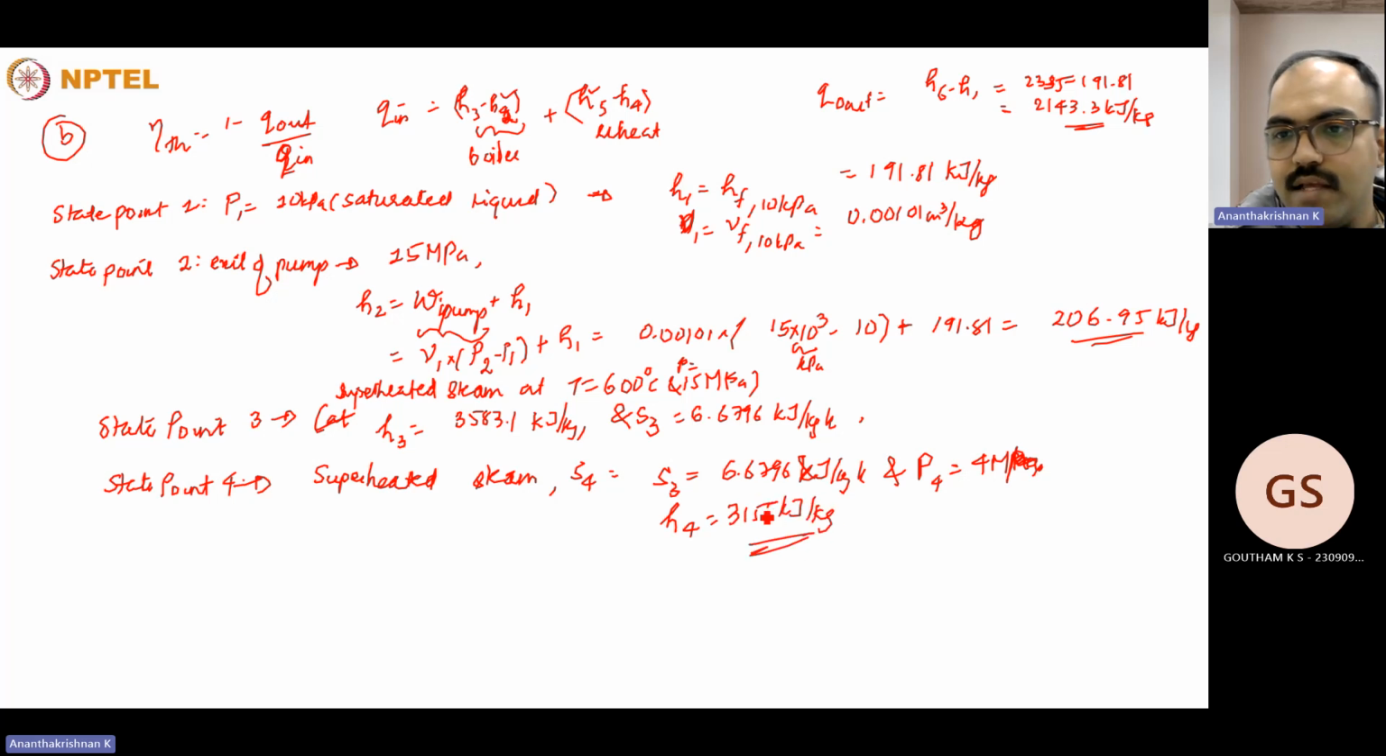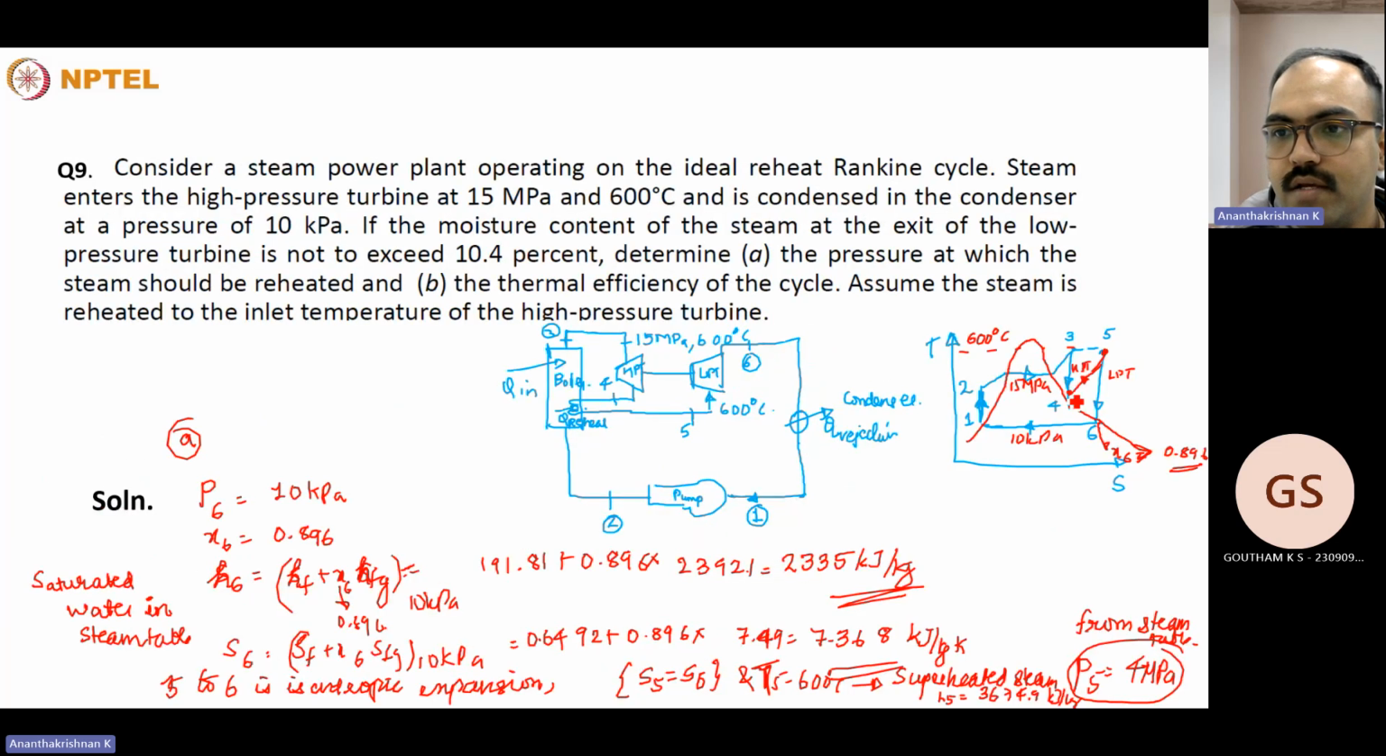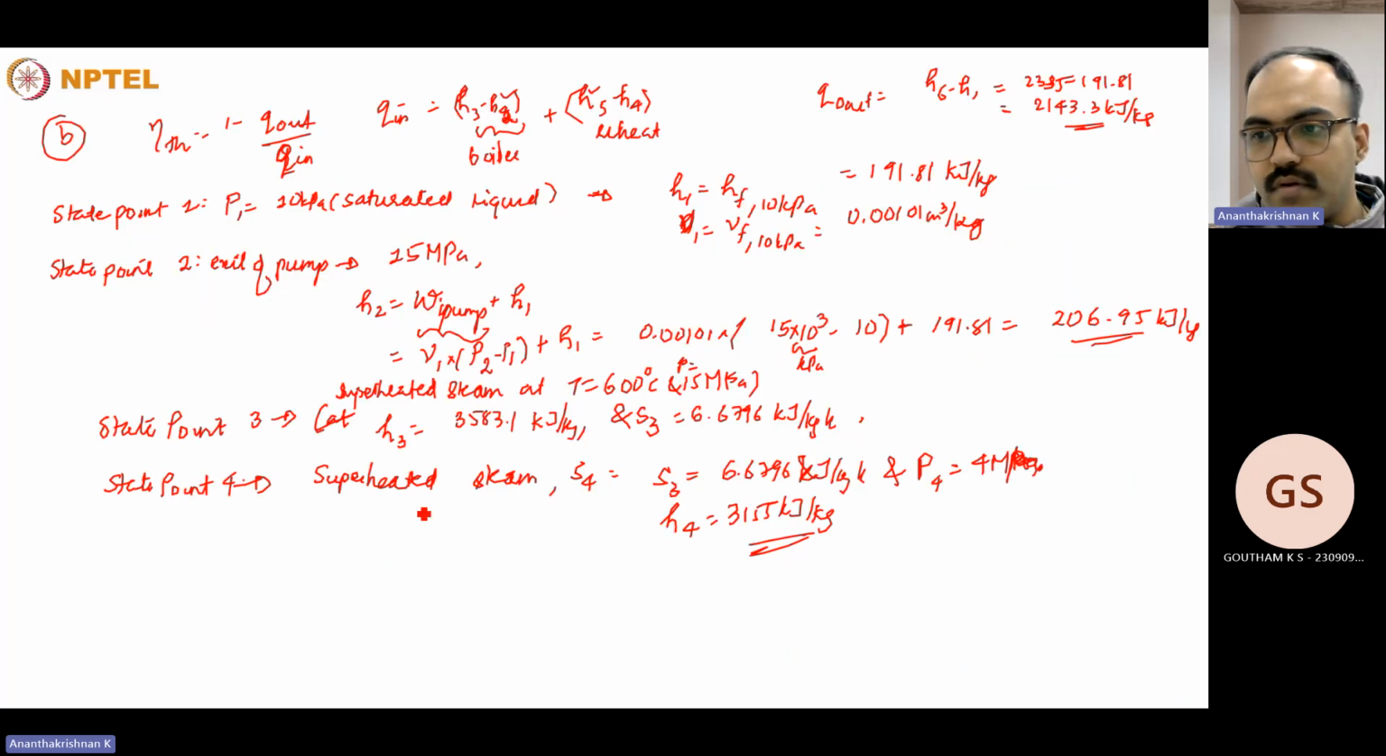So basically, what we have tried to do is that we do not know the exit point of the high pressure turbine, but we already got the pressure from the first part. The corresponding entropy at this particular point should be lower than the entropy of state point 4. If that is the case, the exit of the high pressure turbine will be superheated steam, and we can do further calculations based on this.